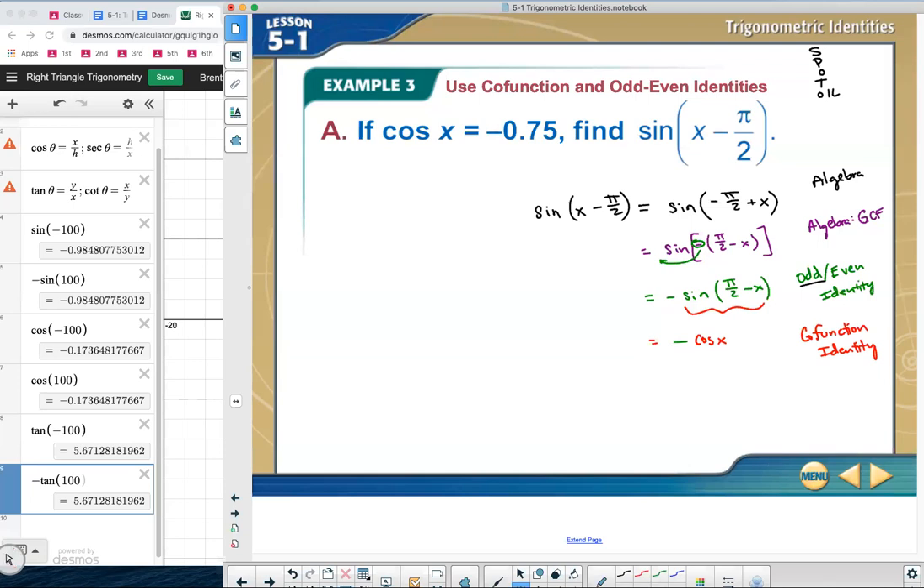And now, last little substitution. We know cosine is negative 0.75. Again, I'm going to drop this negative down. So I have 2 negatives. All that would equal the sine of, actually, I'll write one more time. 2 negatives make a positive, so it'd be positive 0.75. That's sine of x minus pi over 2.